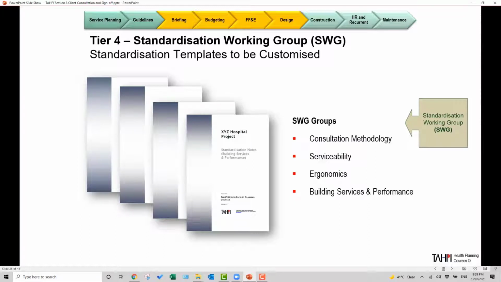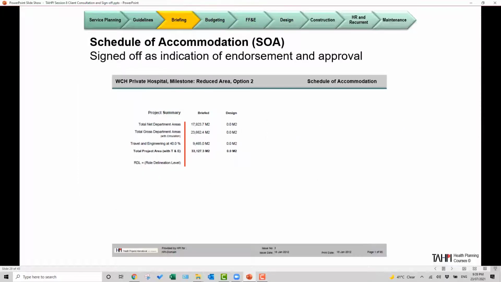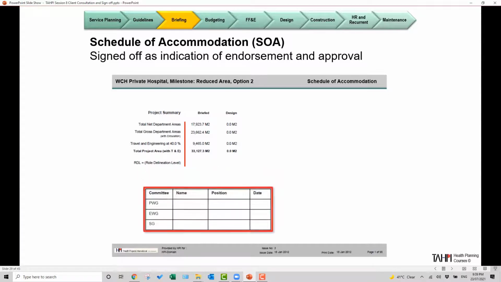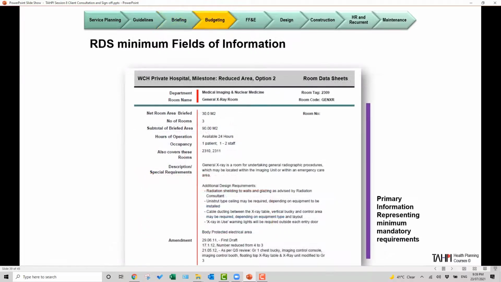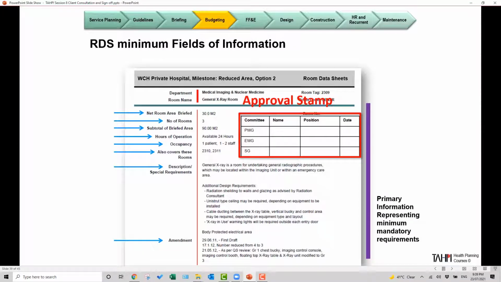We cover this by some ready-made documents to cover consultation methodology, serviceability, ergonomics, building services, and performance. We provide examples of things that need to be explicitly approved by the client. For example, schedules of accommodation or SOA. These should be approved. How we get that approval is the subject of this lesson. We also get approvals for room data sheets, the foundation of all design. Which elements of the design are first covered by room data sheets, and therefore they should be approved.